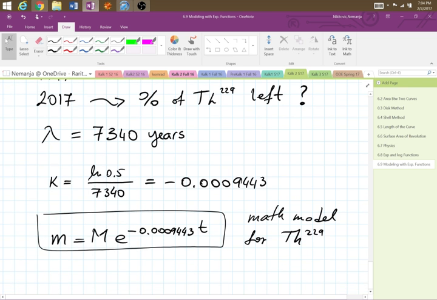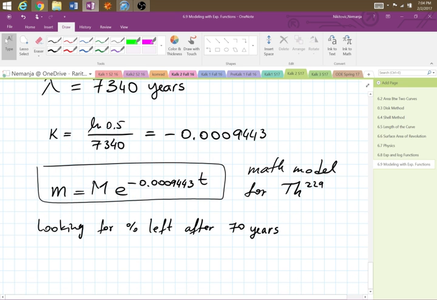Now I'm looking for percent. So looking for percent left after 70 years. Percent of what? Percent of original amount applied. Not everyone applied the same amount. Some people brushed 17 times a day. Yes.